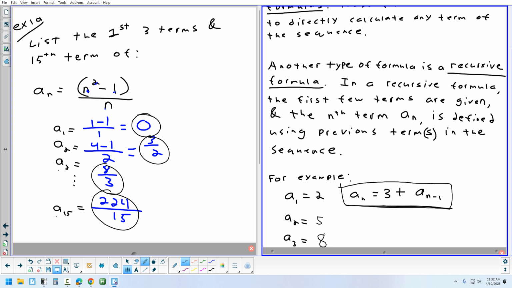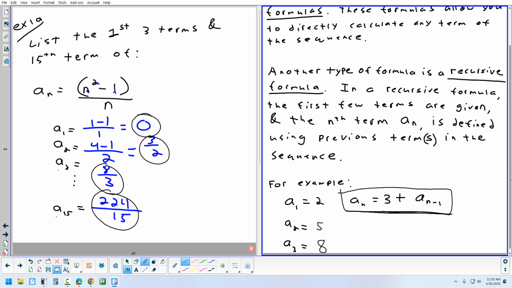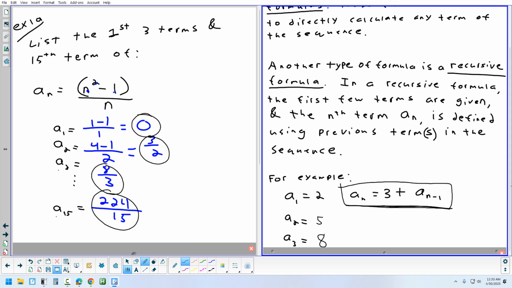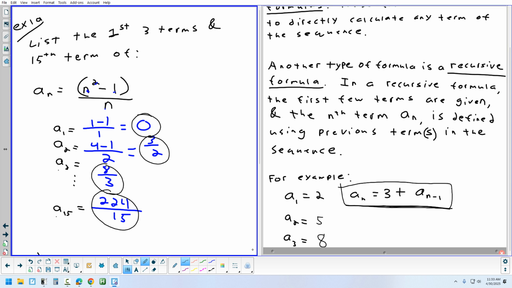Okay, any question on the difference between explicit and recursive? Do all recursive formulas have an explicit version as well, or no? It's a good question. Most of them do. I'm trying to think if there's any that might not. I don't know if you could make one that would. I'm not sure. Some of them are very challenging to figure out.